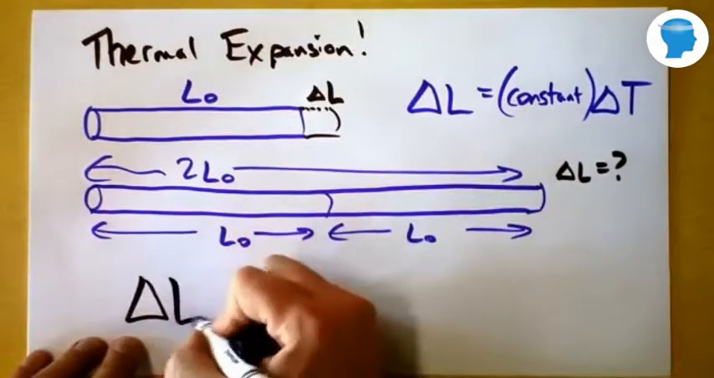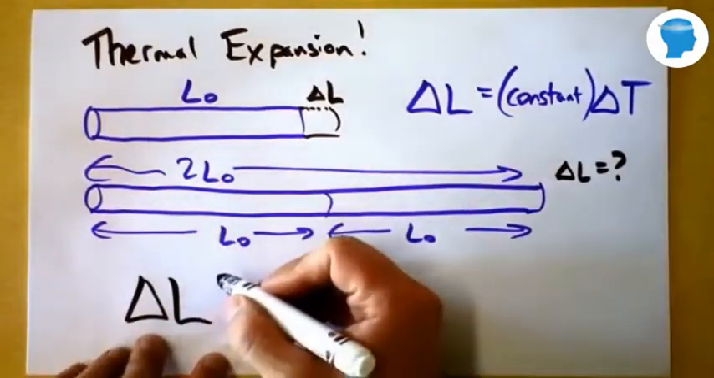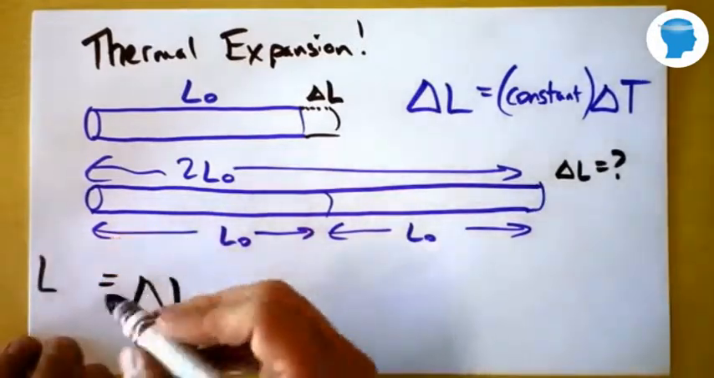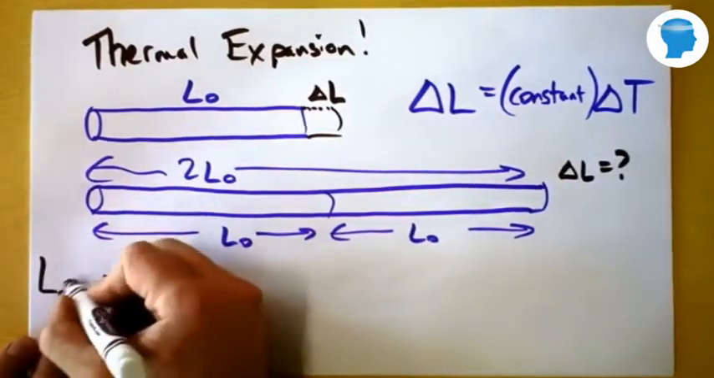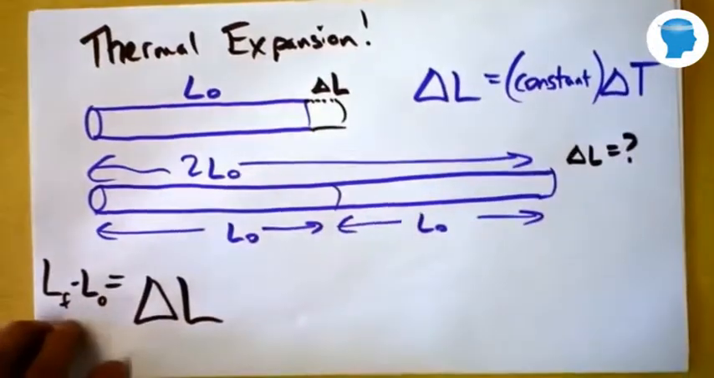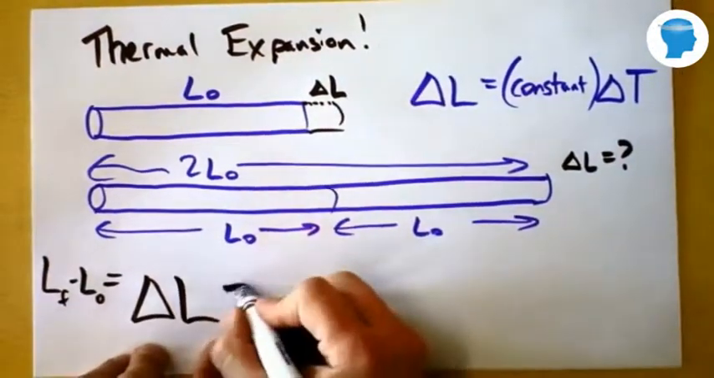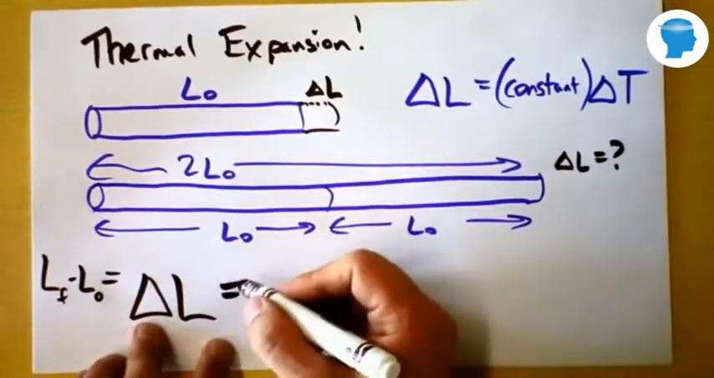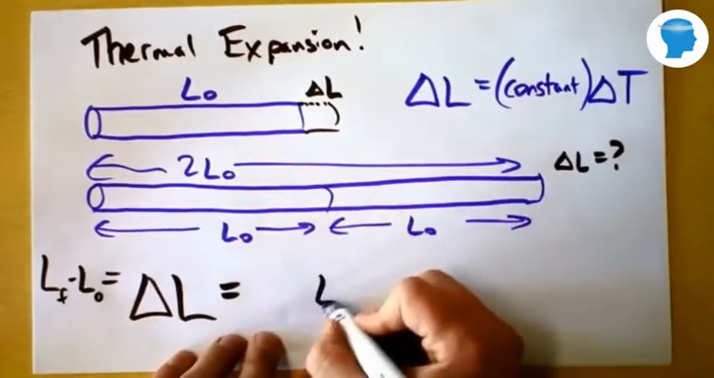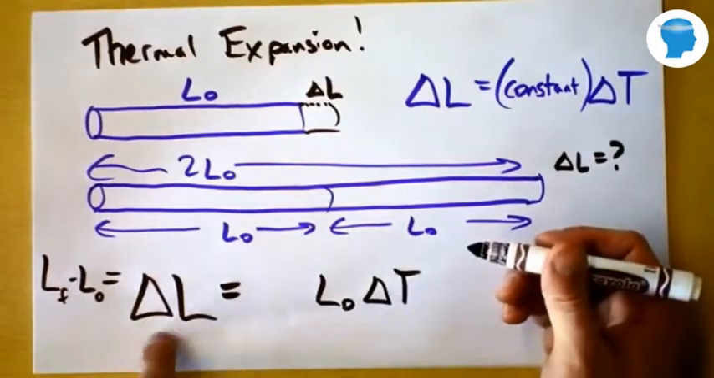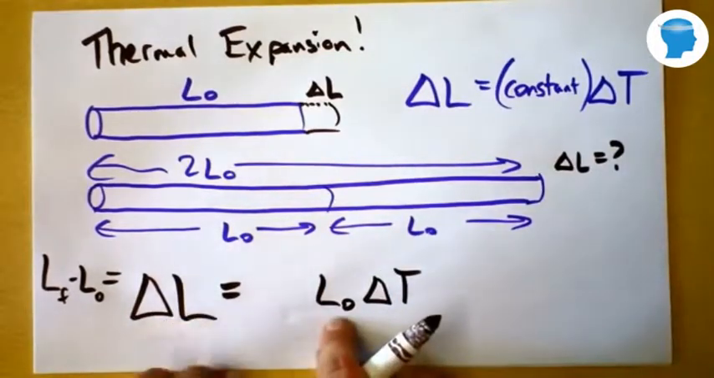I'm going to say that the length change of a thing, which strictly speaking is L final minus L0, depends on L0. Wow, this is going to be a little bit interesting. So I'm saying that the change in length is L0 times delta T, but we still have to have some constant, right? Because we don't even have the right units here.